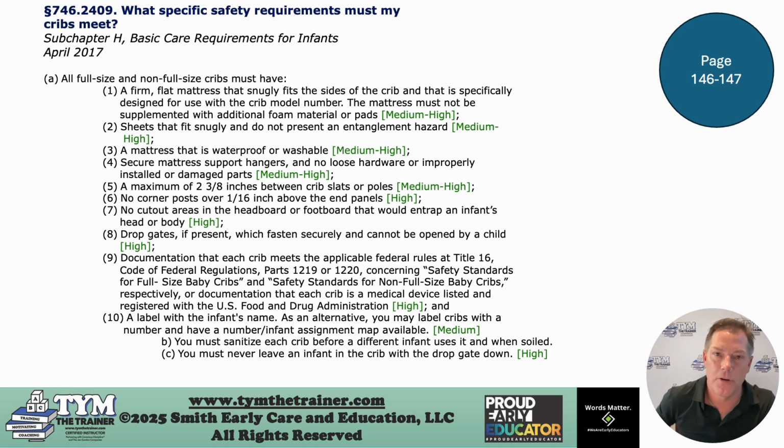2409 is going to go over crib expectations. Any crib that you use in your program must meet the Consumer Product Safety Commission crib guidelines, and they have to have a certificate of compliance. All right, and that is a record that you have to keep on file for licensing to review. 2409 is just going to go over the crib guidelines. Make sure that you're buying your furniture and equipment from an establishment that specializes in group care, so that way you know that your stuff is going to meet the expectations.